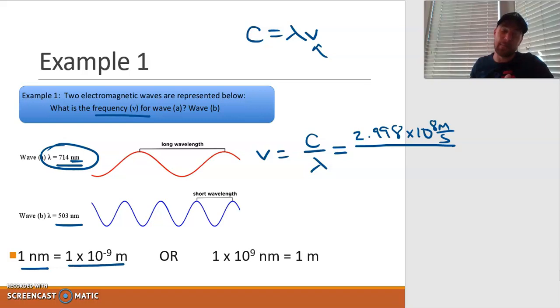Or another way to think about it is there are 1 times 10 to the 9th nanometers, a lot, in 1 meter. However you decide to convert is fine, but here's a trick. Here's a really easy way to convert. This is what I do.